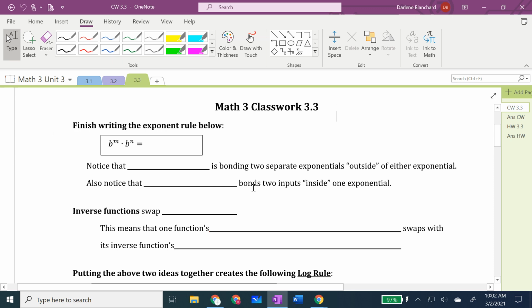So we're going back to the fact that they are inverses of exponentials, and we're going to use that to create a log rule. So the first thing I want you to do is remember, how is it that you deal with this exponent rule? When you have the same base written twice and it's multiplying, what do you do to the exponents? You got it. You add them.